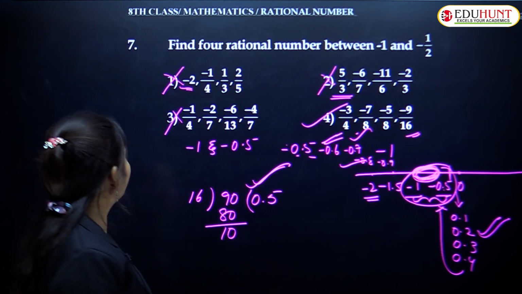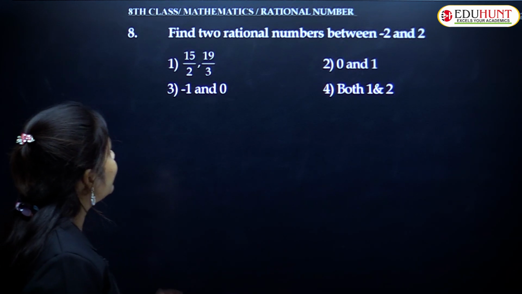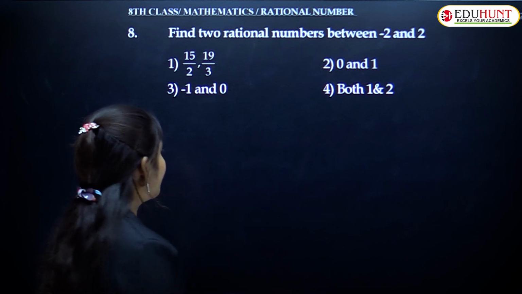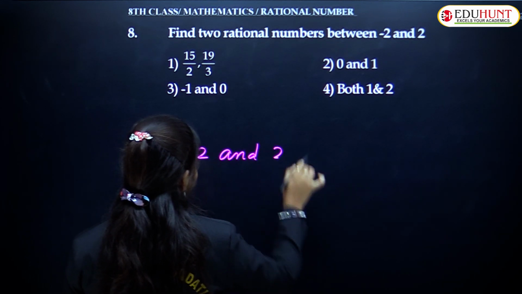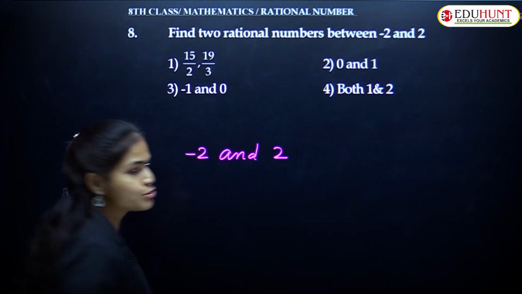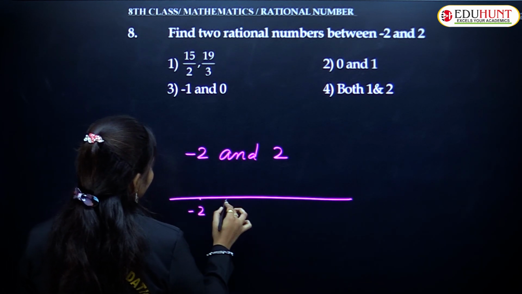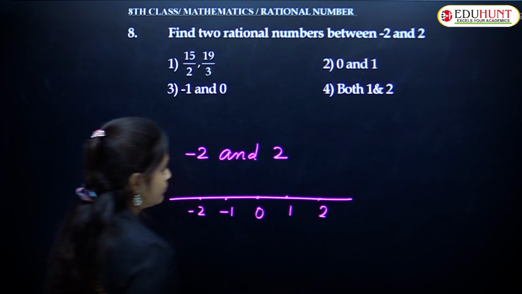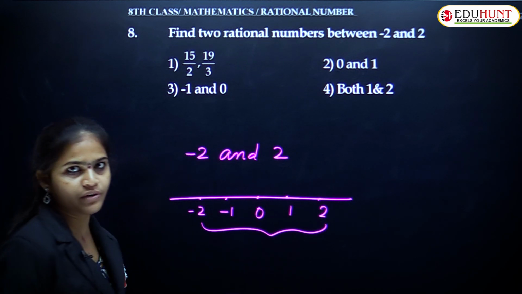Okay. So let us see the next one. 8th question. Find two rational numbers between minus 2 and 2. Two rational numbers in between minus 2 and 2. So take the number line here: minus 2, minus 1, 0, 1, 2. Okay. So the numbers which lie in between minus 2 and 2 we need to find out.